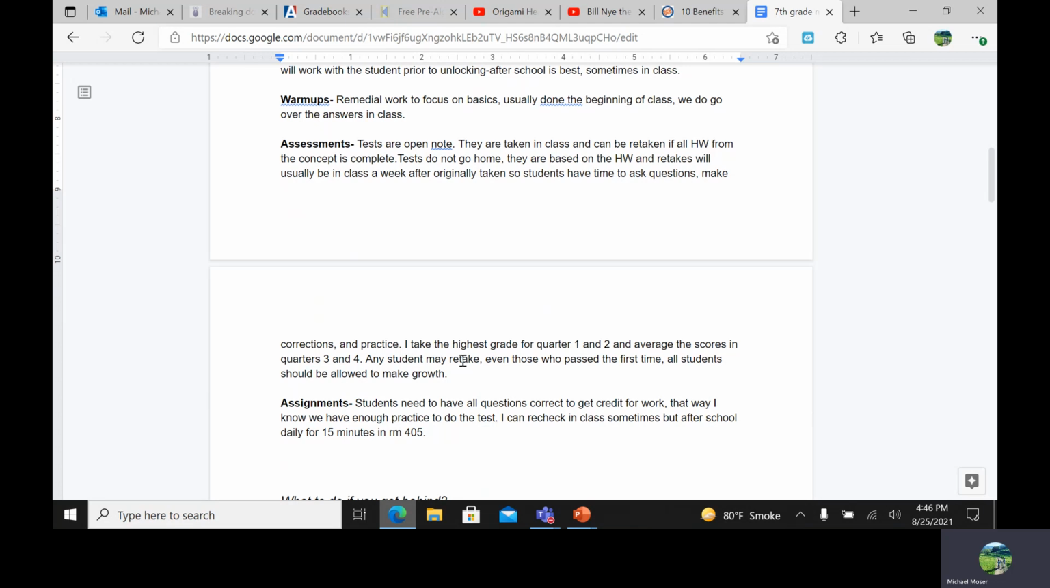I have students who get an 85% and they're not happy with it. I have students who get a 90, 95% and they want to take it so they can get 100%. I do it in class, and I would be happy to grade that paper because I would like to see all students grow. Assignments, they do need to have all questions correct to get that point.